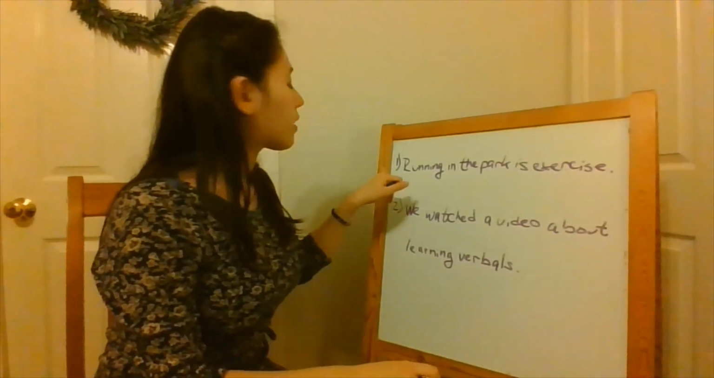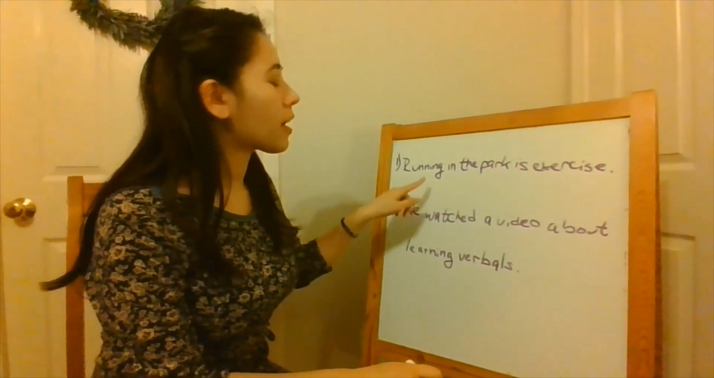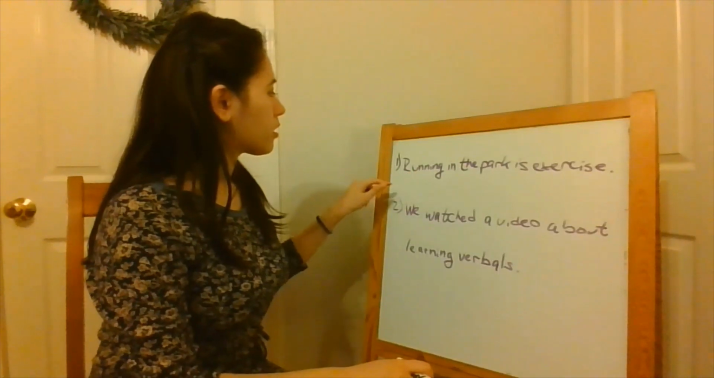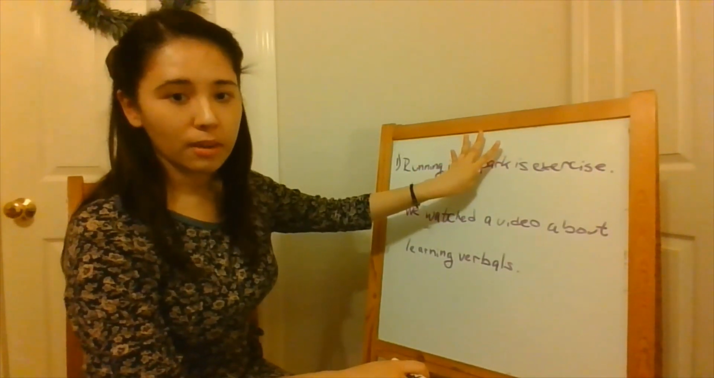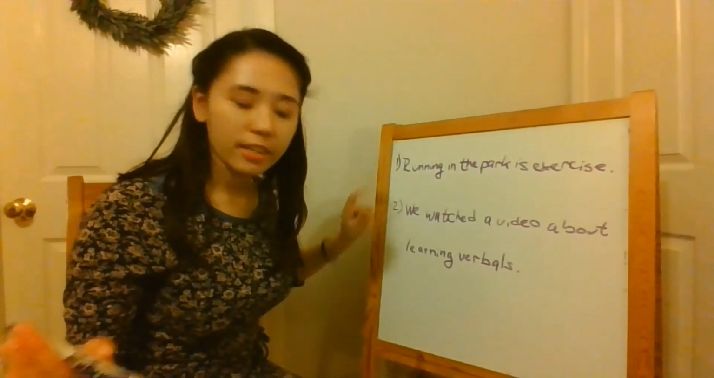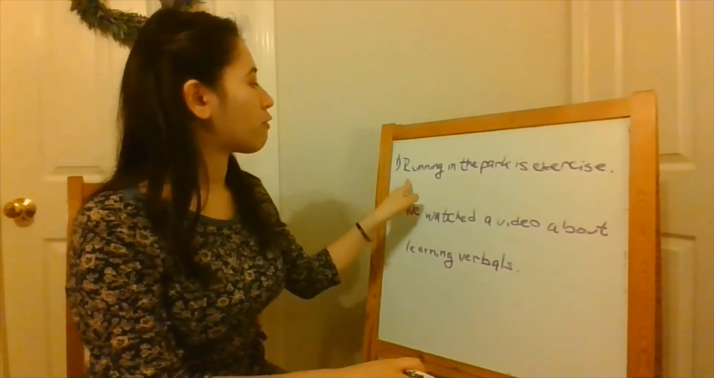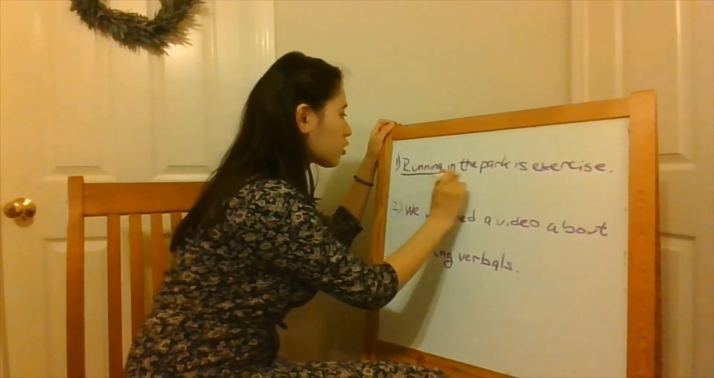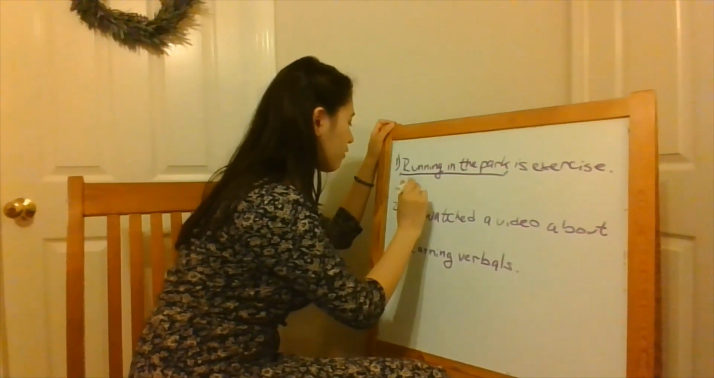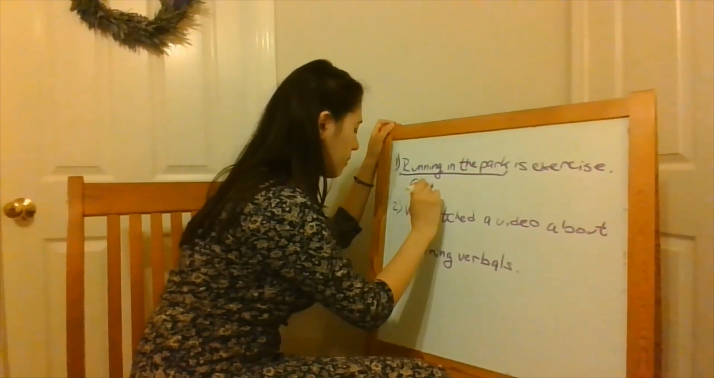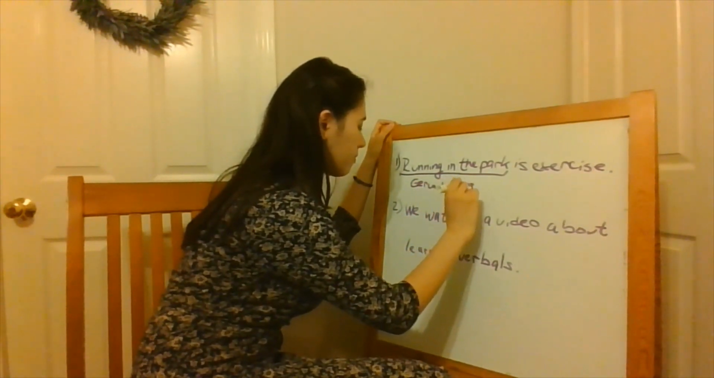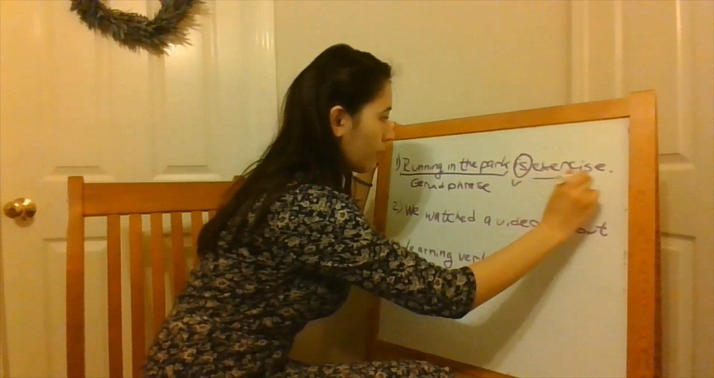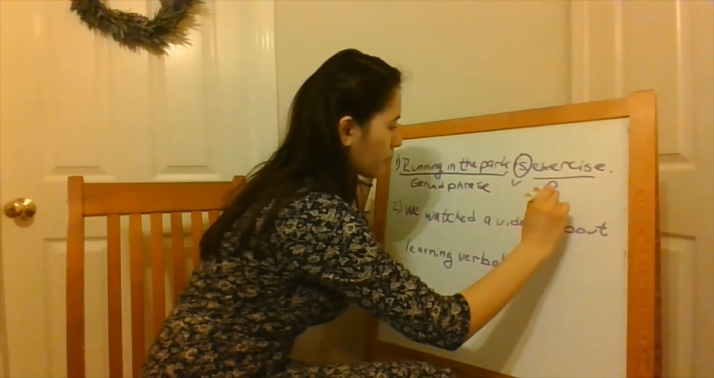So let's look at our first sentence. Running in the park is exercise. So we have running in the park. If it was just running is exercise, so I'm covering up the words, we would recognize that as a gerund like what we saw earlier. But now we have running in the park, which makes it together a gerund phrase. So this whole thing would be a gerund phrase. Is is our verb. And then we have exercise as our predicate nominative.